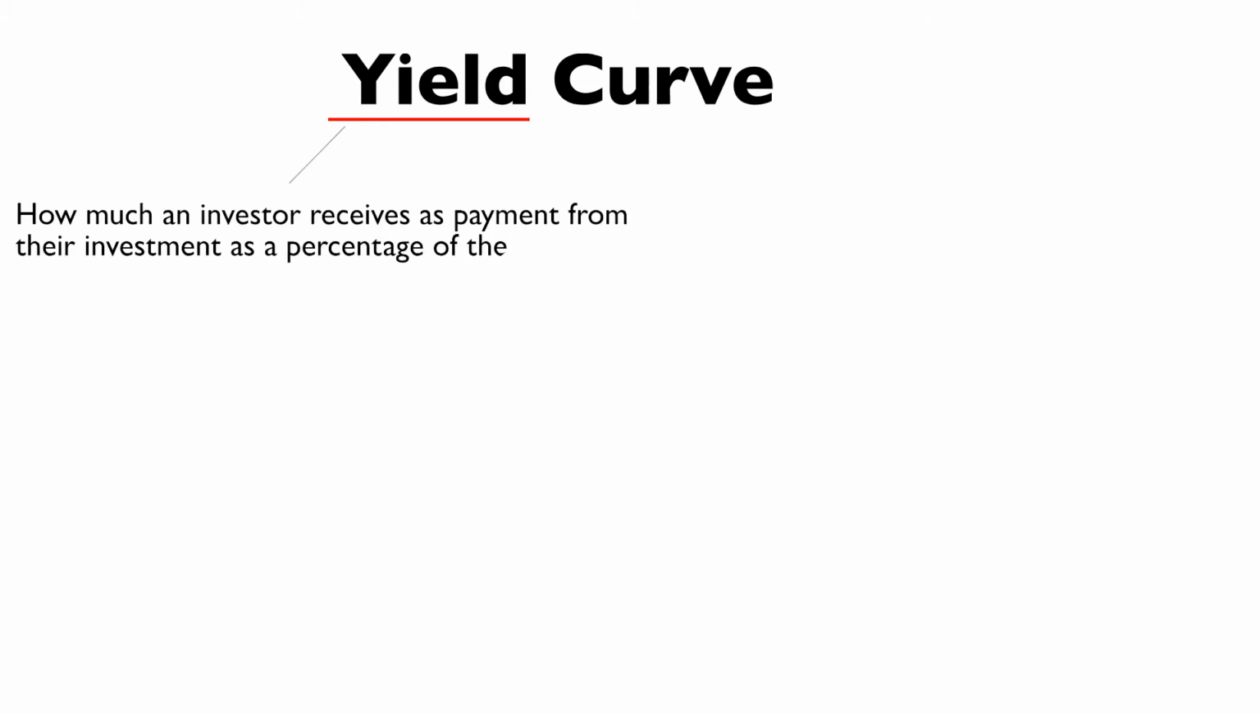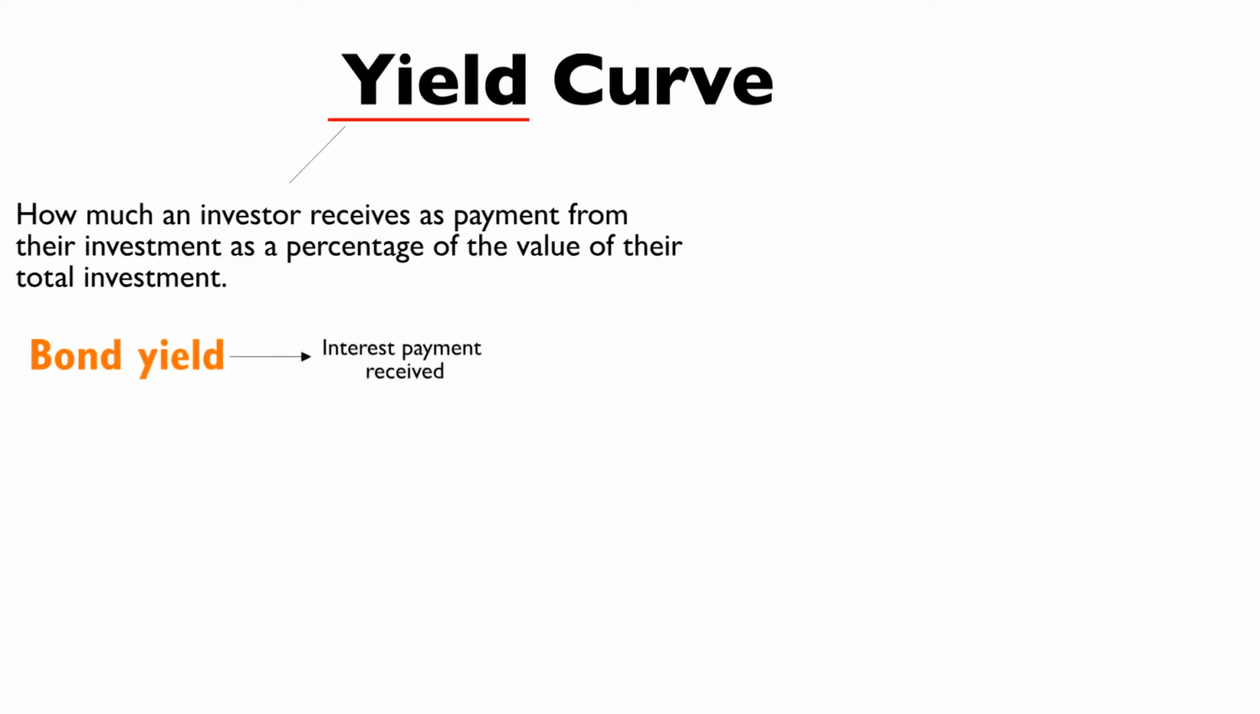Before we get into the advanced stuff, let's break it down. A yield refers to how much an investor receives as payment from their investment as a percentage of the value of their total investment. For example, to calculate a bond yield, an investor would calculate the interest payment received as a percentage of the market value or price of the bond. The yield basically tells you how much money your investment is generating.